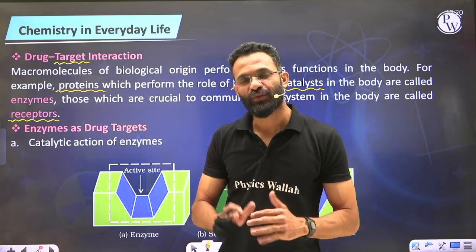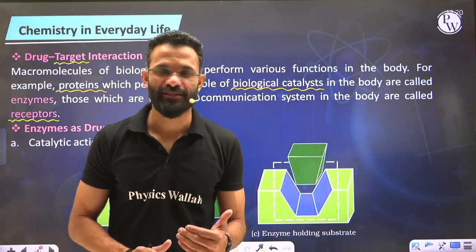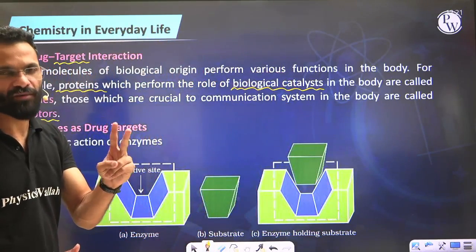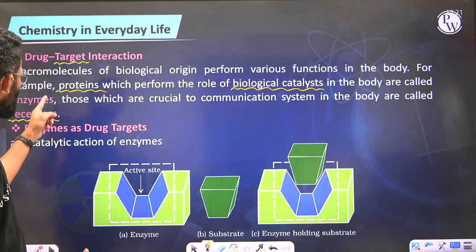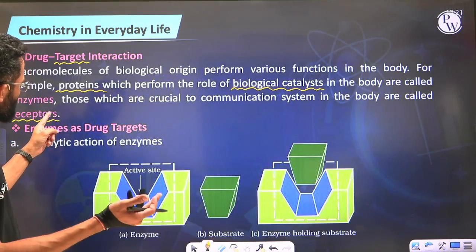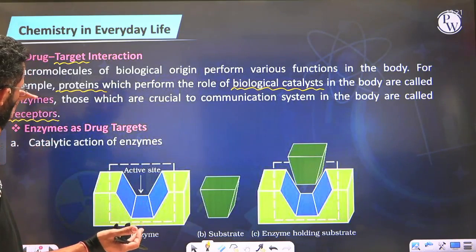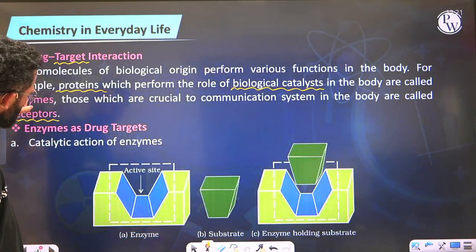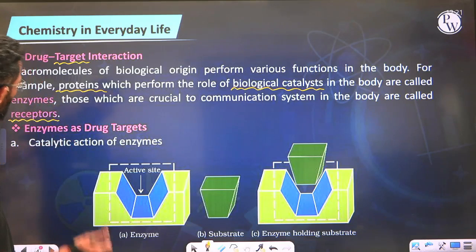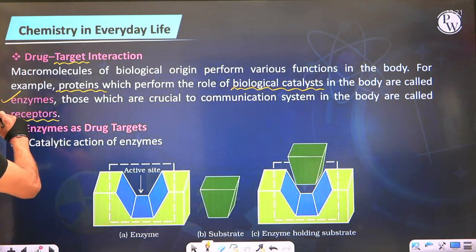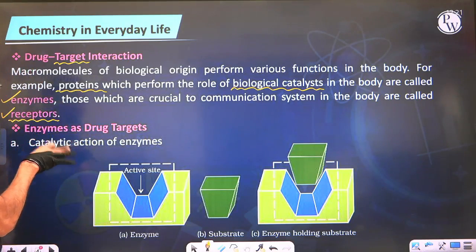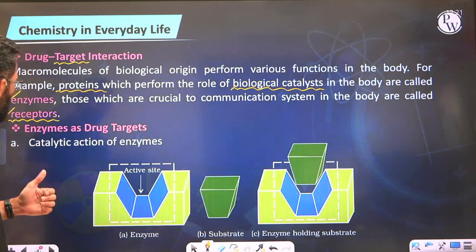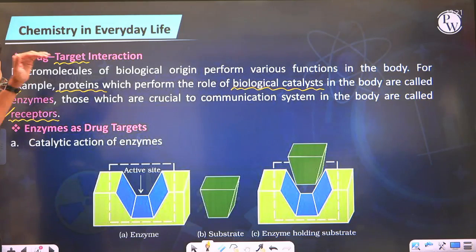So basically today, in our chapter, as far as our syllabus is concerned, we will be discussing two important macromolecules or molecular targets. One is enzyme and the other is receptor, and then we will see how drugs interact with this enzyme and with receptor. But before we learn the interaction, we'll first have to understand how enzymes and receptors function themselves, and then we'll talk about how drugs interact with them. So let us first talk about enzyme as a molecular target.